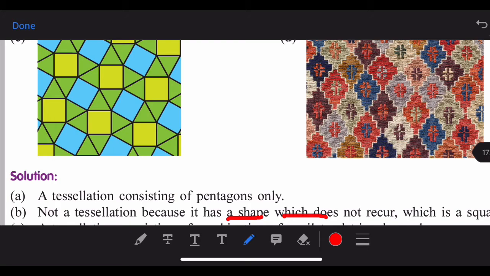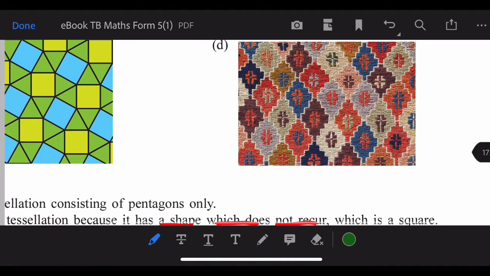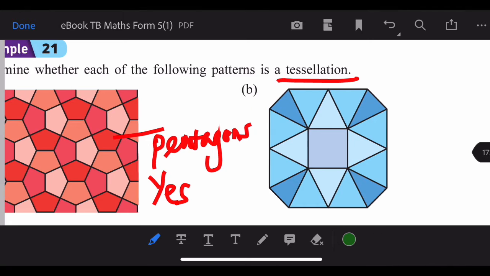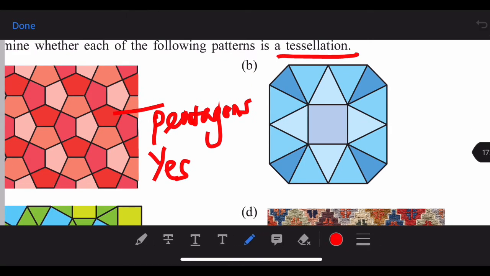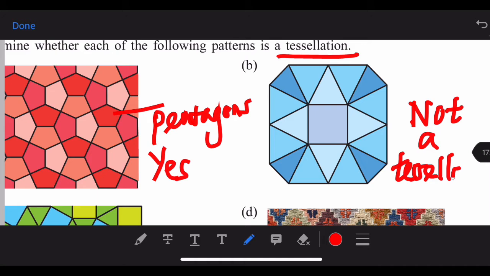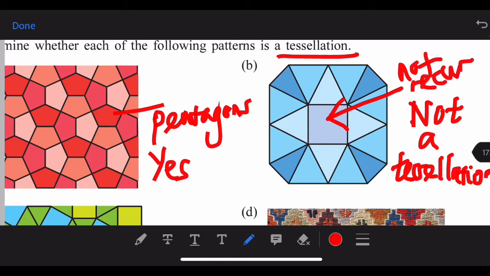A shape that does not recur, which is the square. So you can see the square never repeats. So this is not a tessellation, because if the square does not recur, it means it does not repeat.